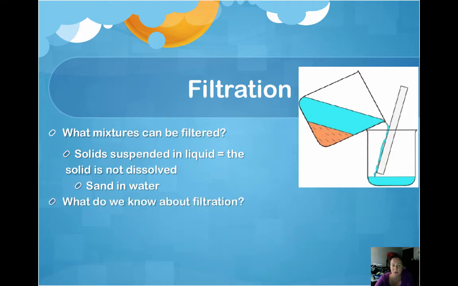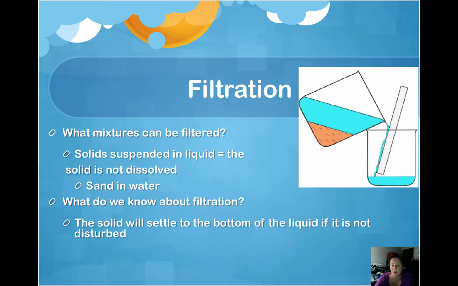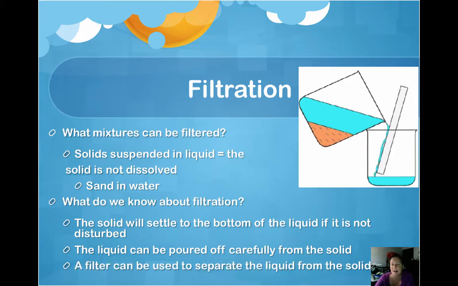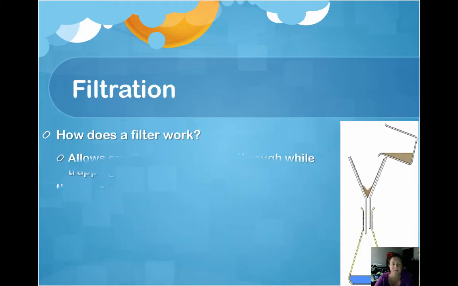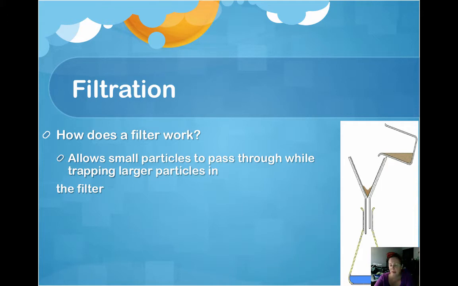So what do we know about filtration? The solid will settle to the bottom of the liquid if it's not disturbed. So you can pour the liquid off carefully from the solid, and anything remaining, you can then use a filter to separate the liquid from the solid. So how does a filter work? A filter allows small particles to pass through and traps larger particles.